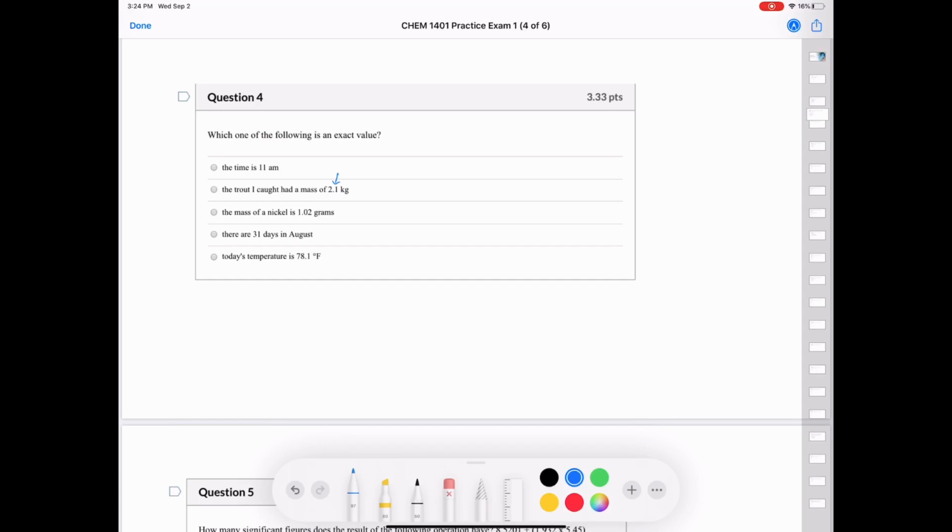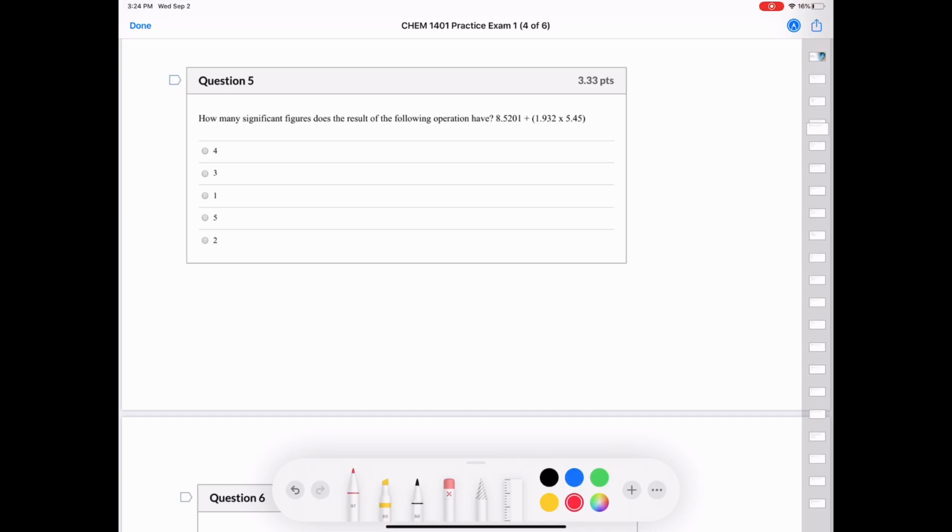The mass of a nickel is 1.02 grams. Same thing here. That is not an exact number. We have a decimal here. Also in this temperature, 78.1 degrees Fahrenheit, that can't be an exact number. Whereas right here it says there are 31 days in August. Well, that's definitely an exact number, that 31, because the month of August is defined that it has 31 24-hour periods in it. And so 31 days in August, that number 31 is definitely an exact number.